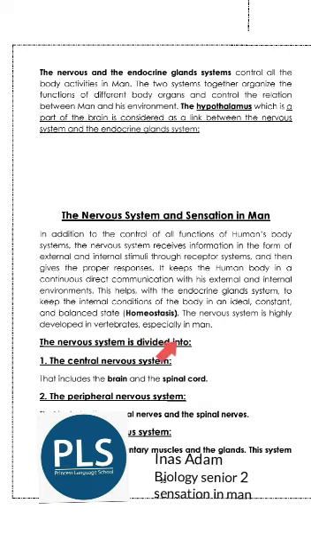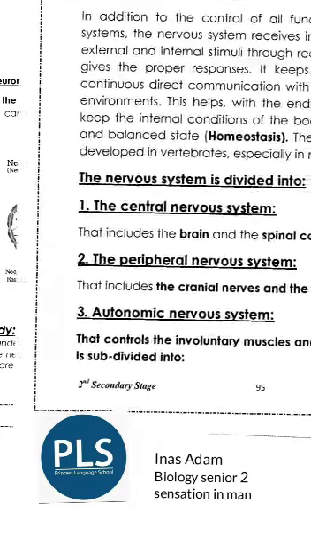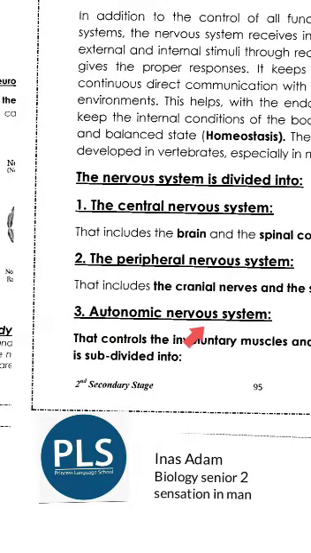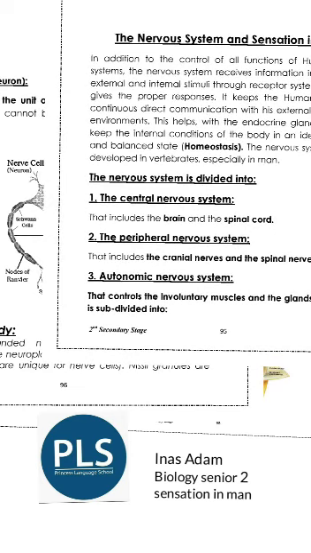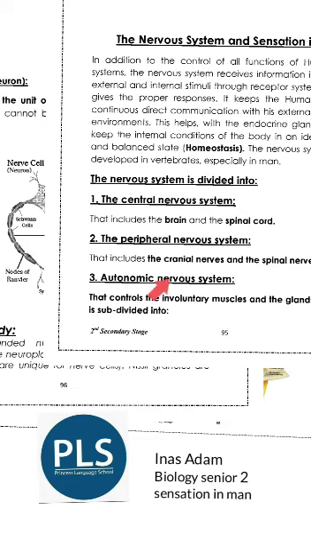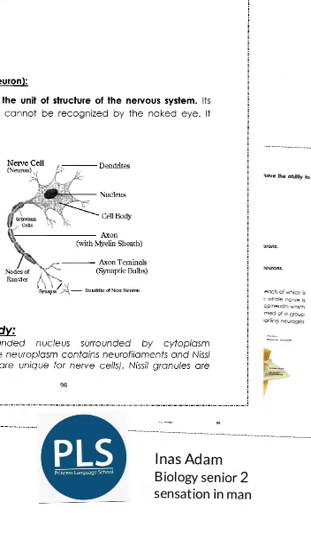Now, dear students, let's study the classification of the nervous system. The nervous system is divided into the central nervous system, the peripheral nervous system, and the autonomic nervous system. The central nervous system includes the brain and the spinal cord. The peripheral nervous system includes the cranial nerves, which equal 12 pairs, and spinal nerves, which equal 31 pairs. The last one is the autonomic nervous system, which controls the involuntary muscles and glands and is subdivided into the sympathetic and parasympathetic nervous system.